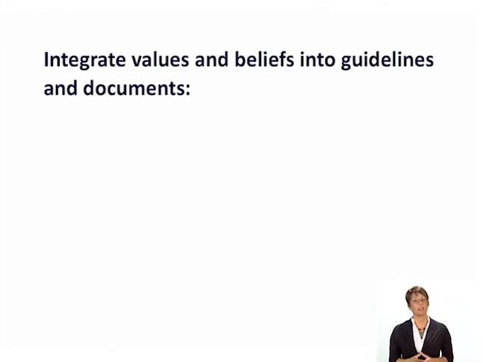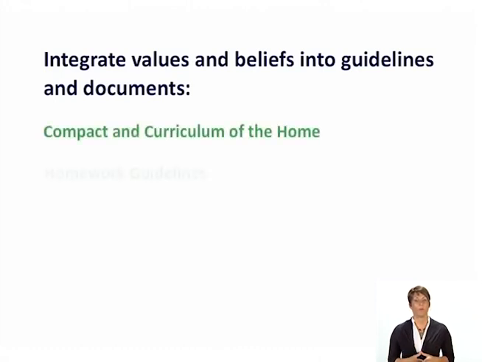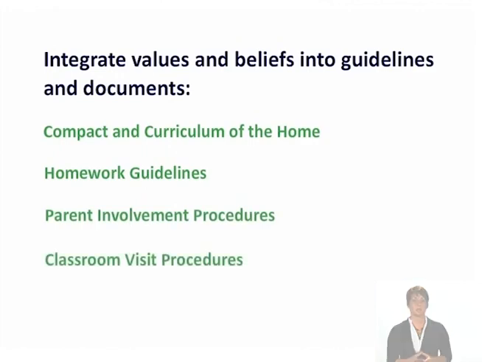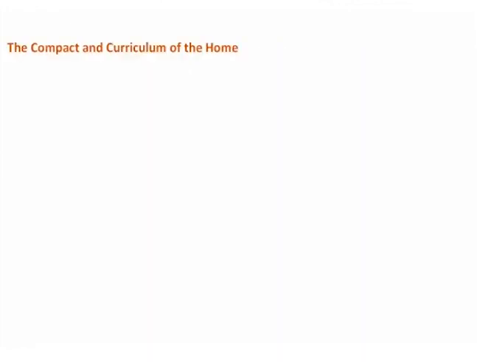Now it's time to integrate what the school and its community values and believes into guidelines and key procedural documents. Let's take a look at the indicators related to these key documents. The compact and curriculum of the home, homework guidelines, parent involvement, and classroom visit procedures. Compact and curriculum of the home.